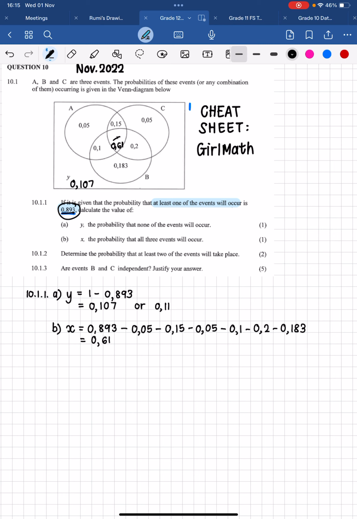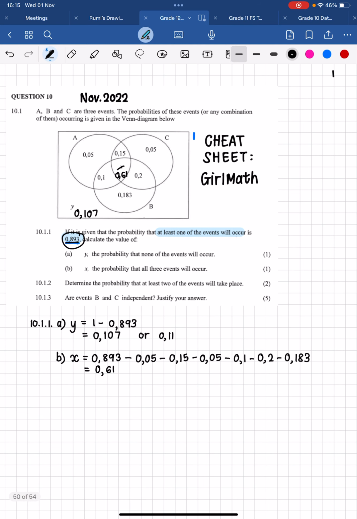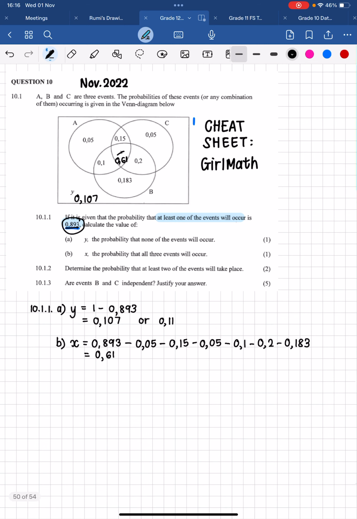They told us the probability that at least one of the events will occur is 0,893. So that is all of these values that make up the circles, the Venn diagram, events A, B, and C. All right, the probability that at least 2 of the events will take place.